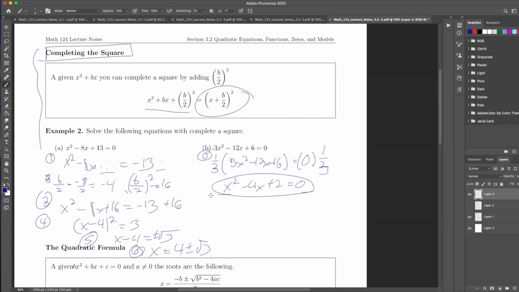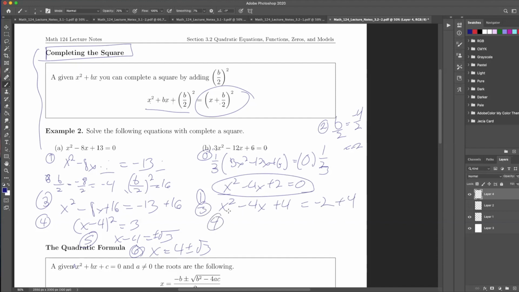All right, so let's go through the steps now. Step 1 is move everything so it's nice and clean. So I'm going to move over the minus 2. Step 2, figure out what b divided by 2 is. Well, b divided by 2 is minus 4 divided by 2, so it's just minus 2. Step 3 is to add negative 2 squared. Negative 2 squared is 4, so I'm going to add 4 to both sides.